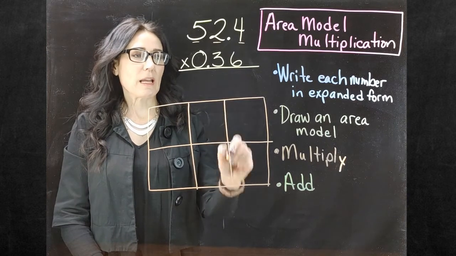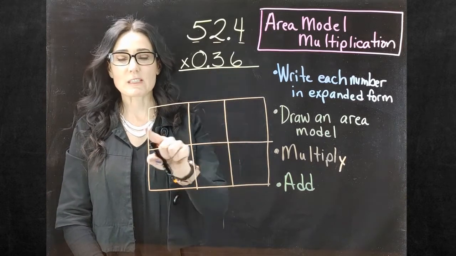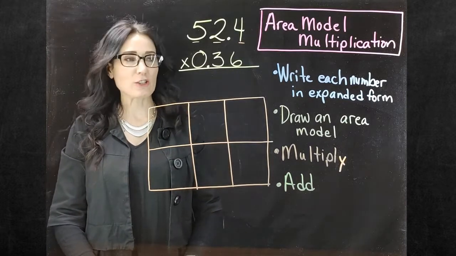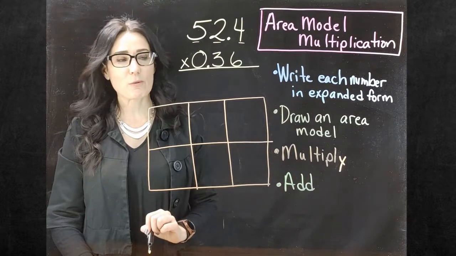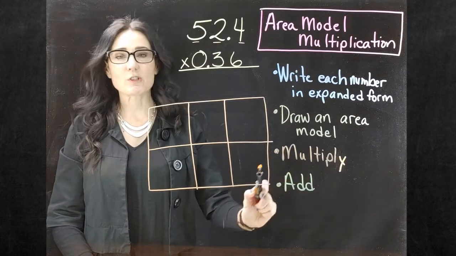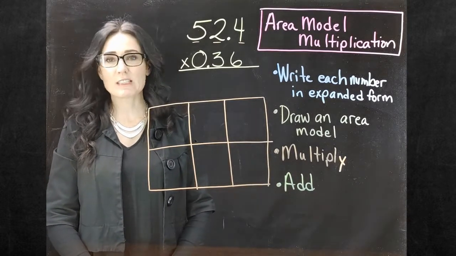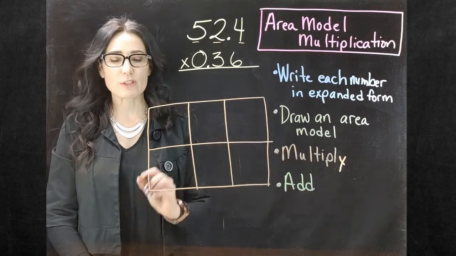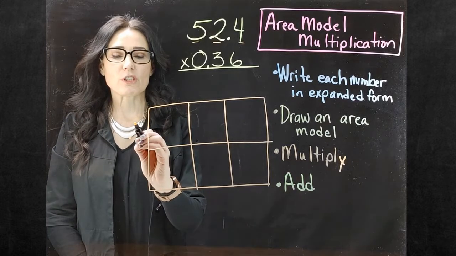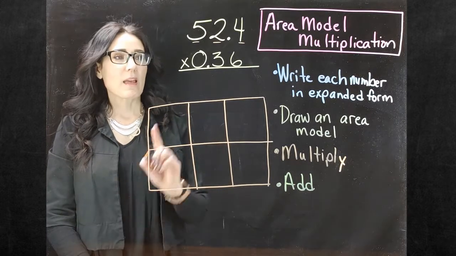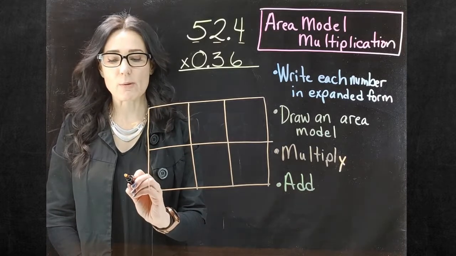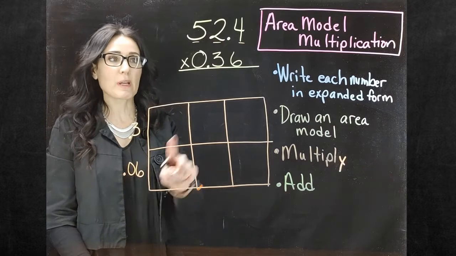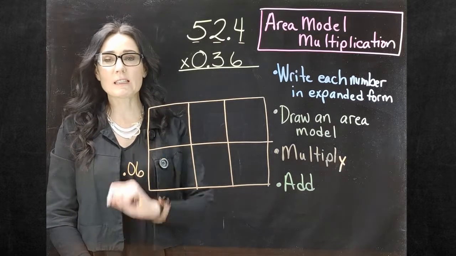So I know that I'm going to have my 36 hundredths here. So let's go ahead and break that apart into expanded notation, because I'll be writing each number in expanded form, then drawing the area model, multiplying, and then adding. Okay, so those are the steps that we're going to be using. So let's go ahead and expand out 36 hundredths. So I'm going to put my 3, which equals 3/10 here. Then I'm going to put my 6 hundredths. Now making sure that I keep each digit in the place value. So showing that 6 is a hundredth, 3 is a tenth.